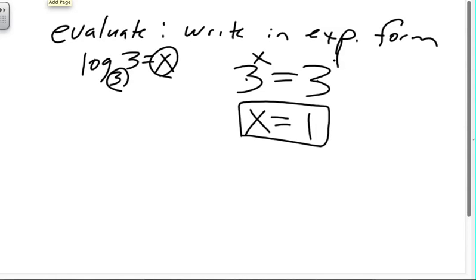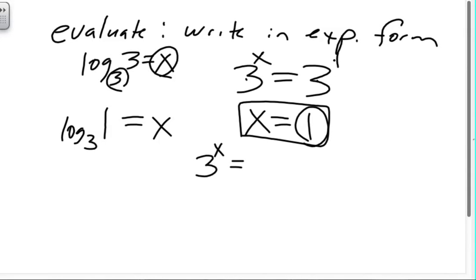You have the same bases. Let's take a look at another one. Or another way of looking at that is 3 to what power gives you 3? And the answer is 1. Let's say you've got log base 3 of 1. And you want to find out what power gets that to you. So you write it in exponential form. 3 to the x equals 1. x is 0. Anything to the 0 power is 1.